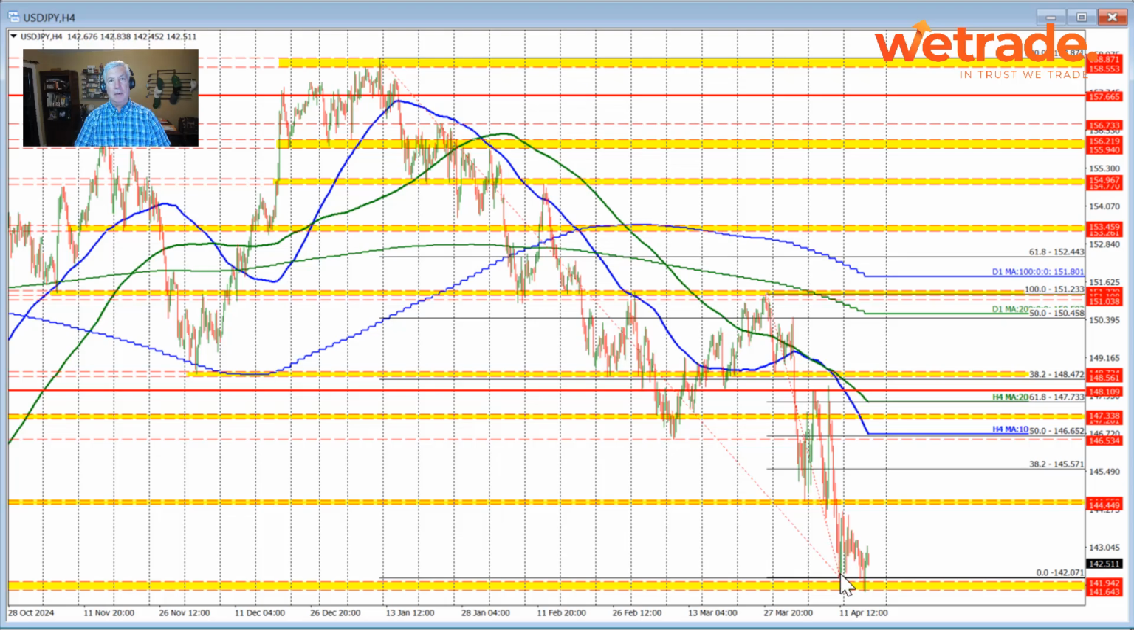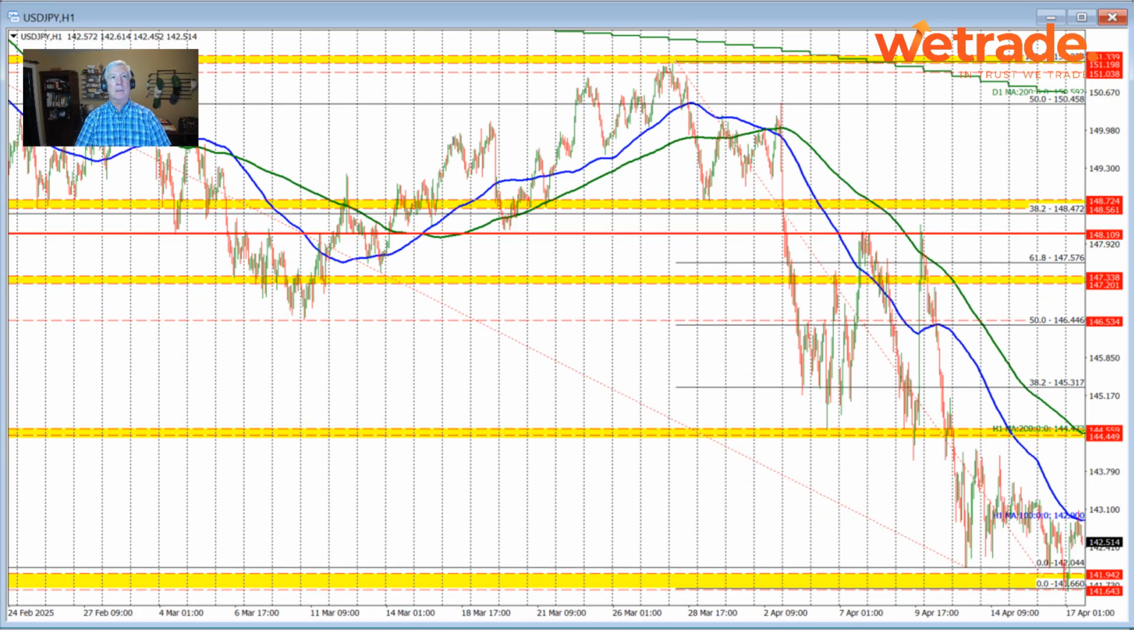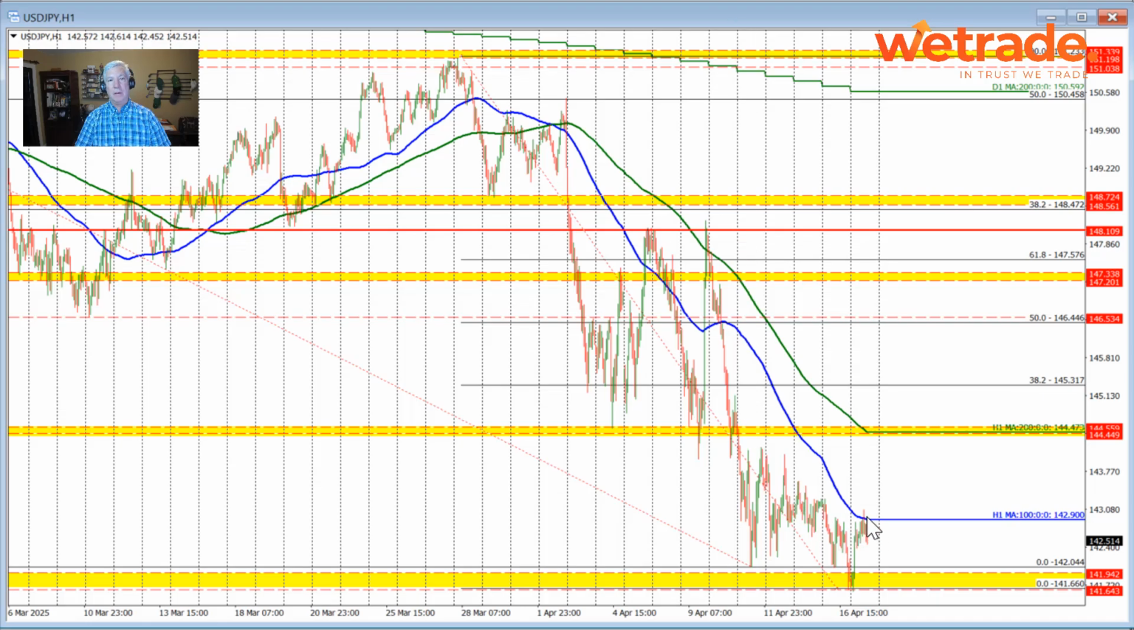The move to the upside has now seen the price move up. If I go to the hourly chart to the 100-hour moving average, we did move a little bit above that level, 142.90, but could not sustain the momentum and rotated back to the downside. If we are able to get above that 100-hour moving average and stay above that level, it would be the first time in a little bit over a week. So that would be something somewhat positive. But there would be work to do.